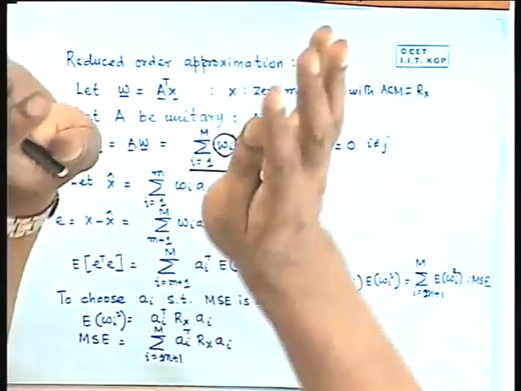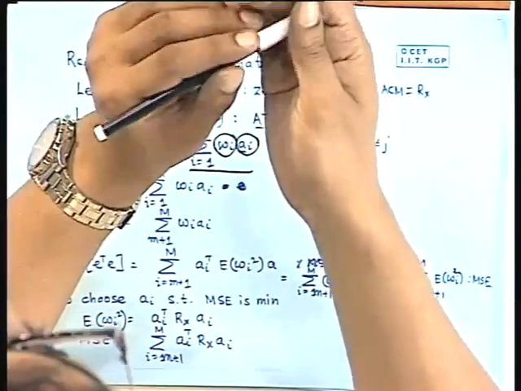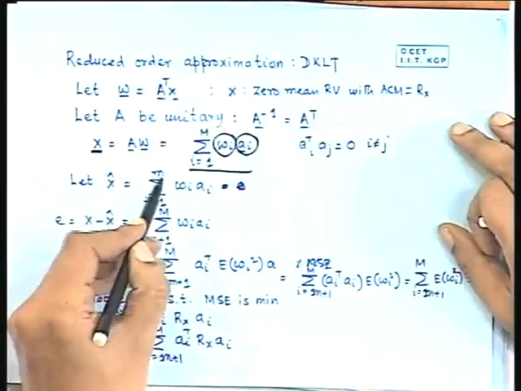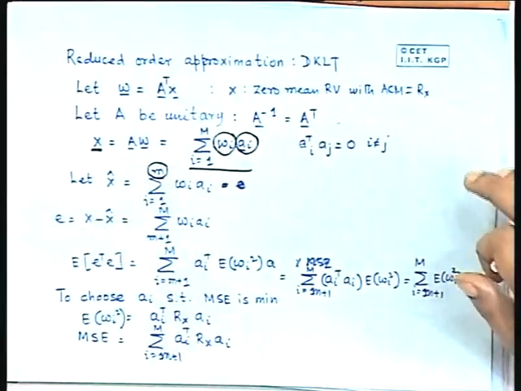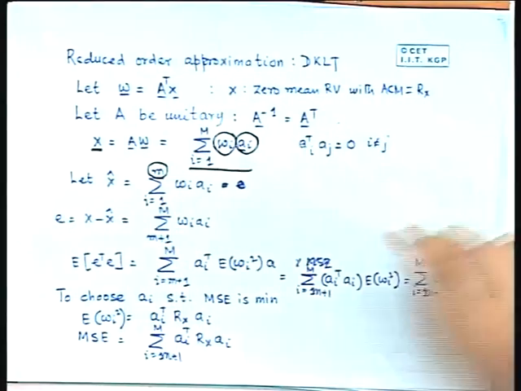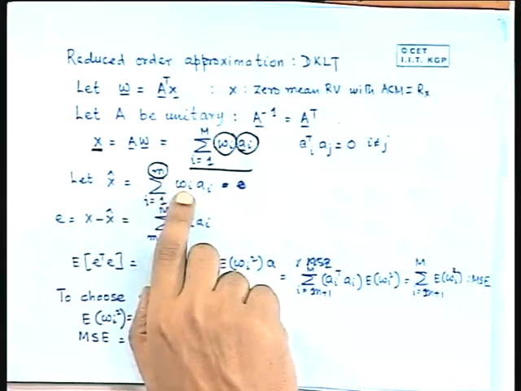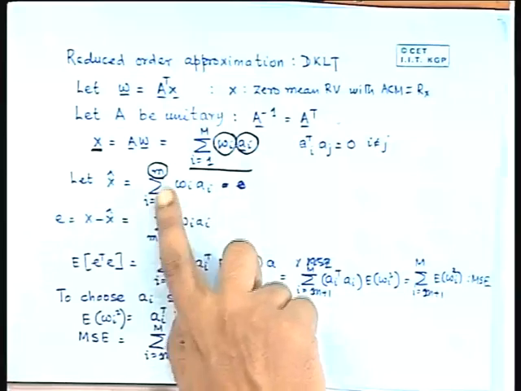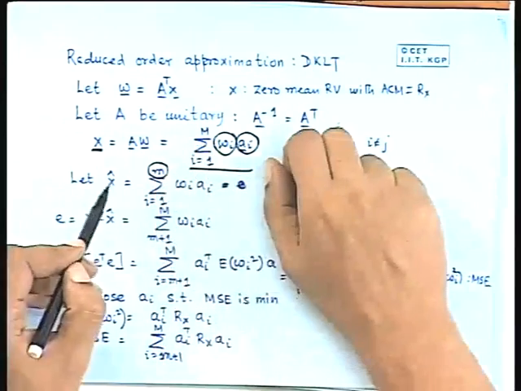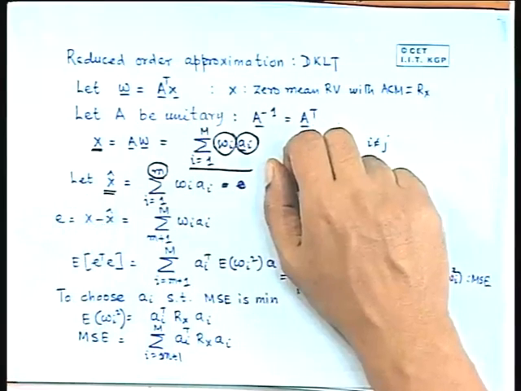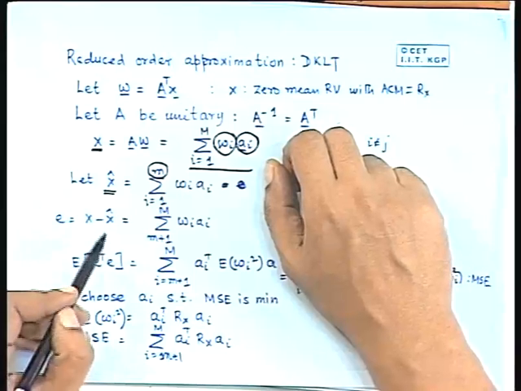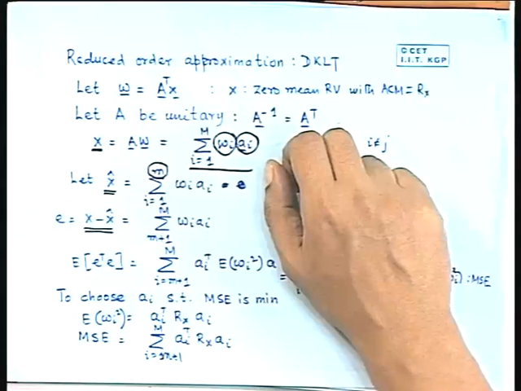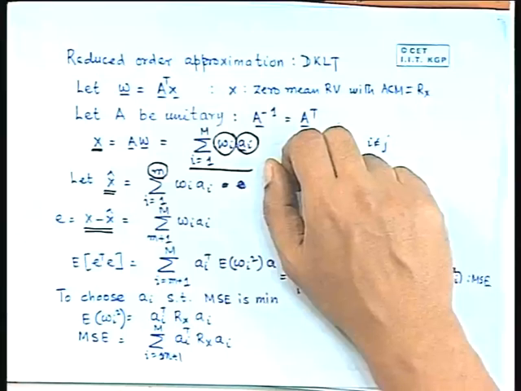So I want to send a smaller number of w_i's, right? Suppose I want to send a small m number of w_i's. Then what will the receiver do? The receiver will have to work with this small m number of w_i's it has received. So it will have to reconstruct using now fewer terms, and it will in general construct an approximation of x, and this will be the error. Now I want to choose these a_i's such that this error is the least. This is a very valid problem.